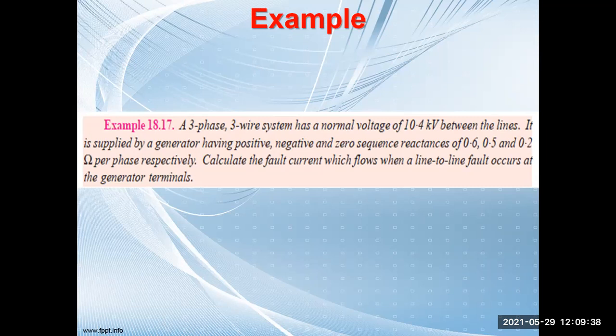Now we have to calculate the fault current for a line-to-line fault. So this problem is related with the line-to-line fault. Previously, the problem was with a single line to ground fault. Now it is the problem with the line-to-line fault.